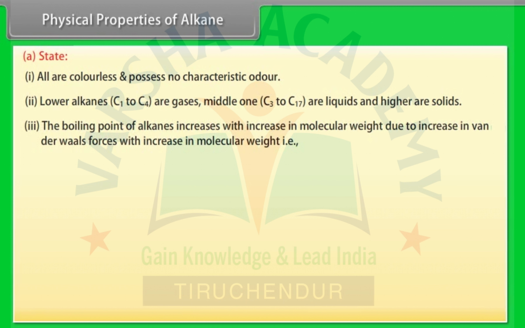Number 3. The boiling point of alkanes increases with increase in molecular weight, due to increase in van der Waals forces with increase in molecular weight. That is, boiling point order: pentane is less than hexane is less than heptane.